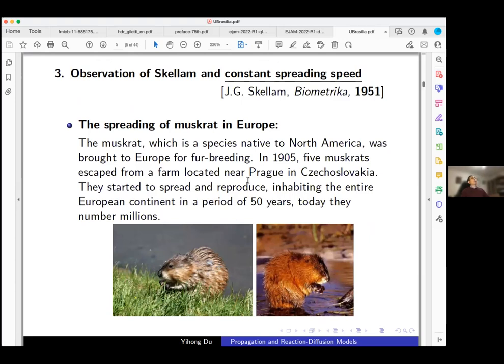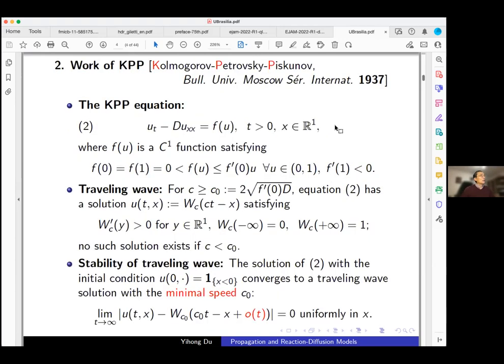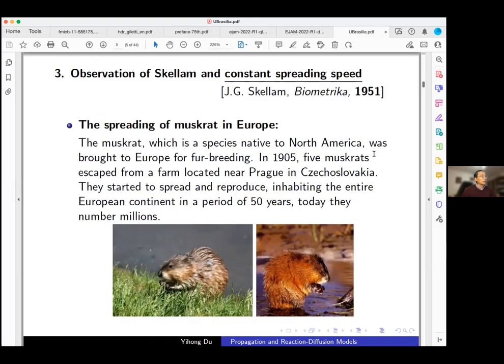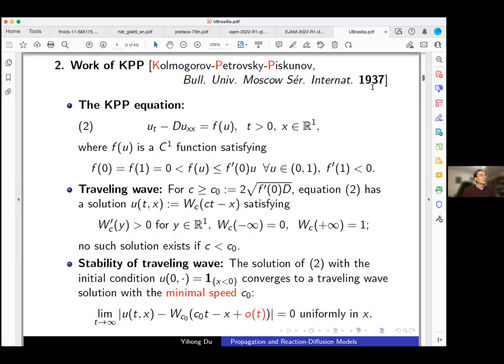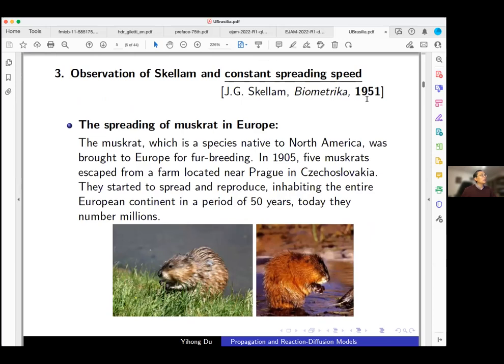Now, these results from 1937 didn't attract the deserved attention for over 10 years. Maybe it was because of the Second World War, or maybe they were too ahead of their time. But in 1951, another important paper appeared, and that attracted a lot of attention. So that's the work by Skellam.